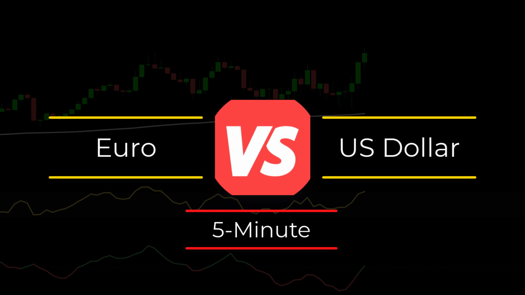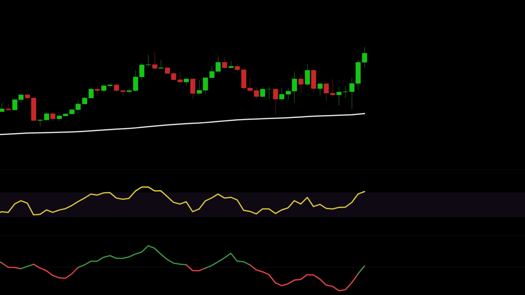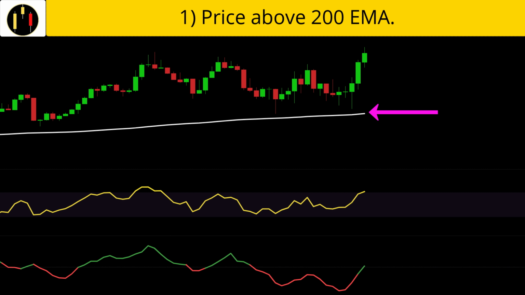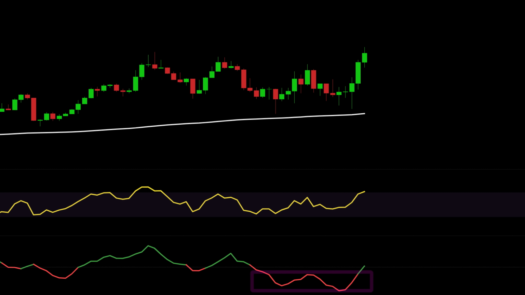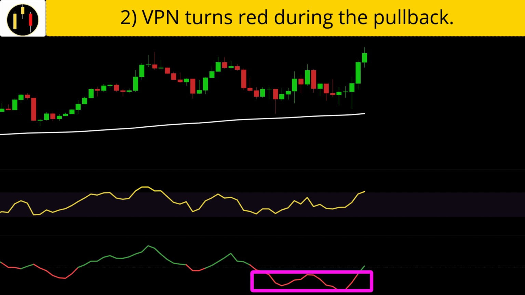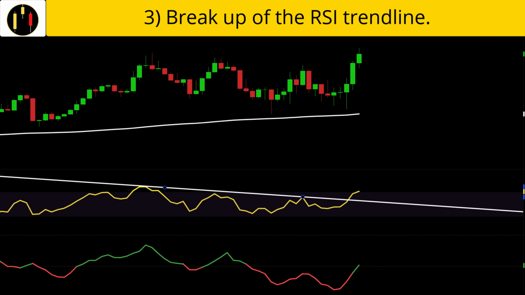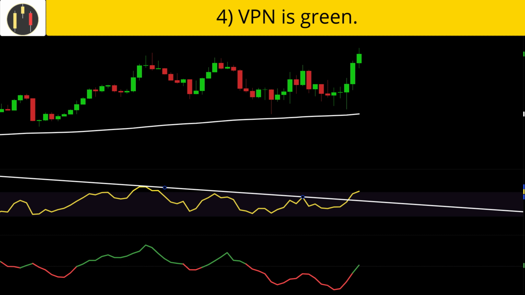This chart is the Euro versus the US dollar 5-minute candles. The rules to enter a long on the RSI Bangout are: first, price must be above the 200 exponential moving average in white. The second rule requires the volume positive negative indicator to turn red during the pullback. The next rule is the subjective part of this system. What you want to do is draw a trend line on the RSI and look for a break of the trend line in the direction of the main trend. The final rule is for the VPN to be colored in green.